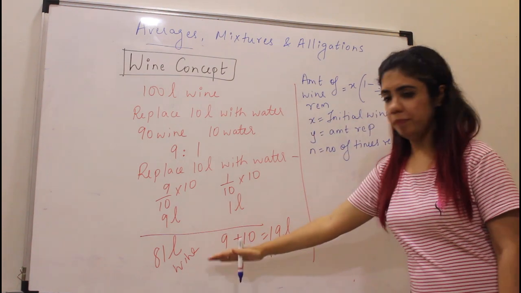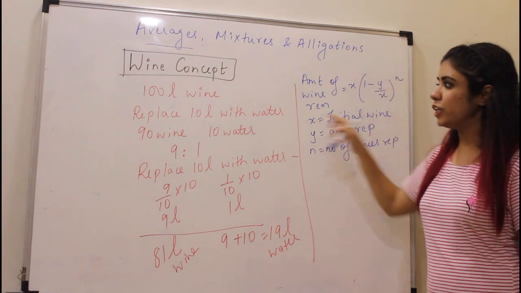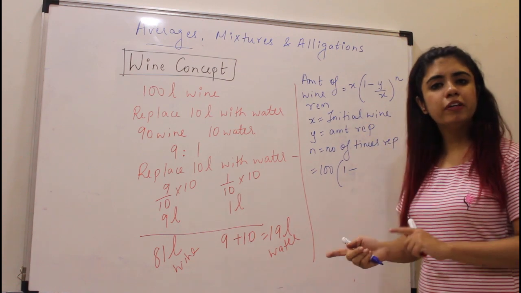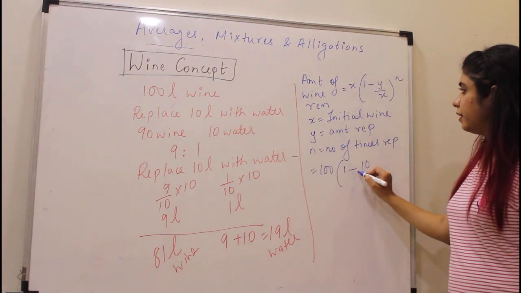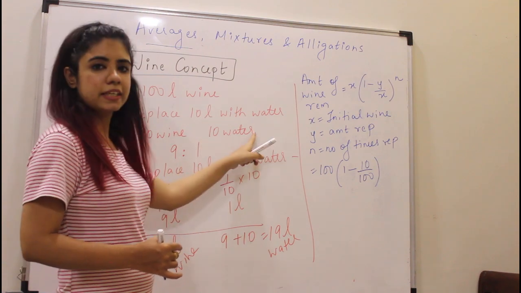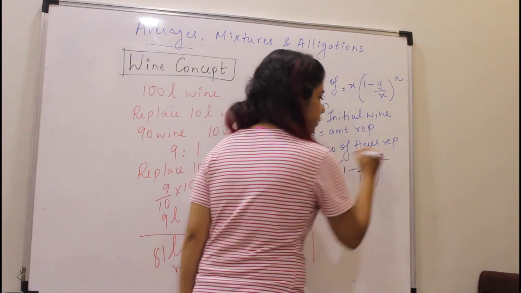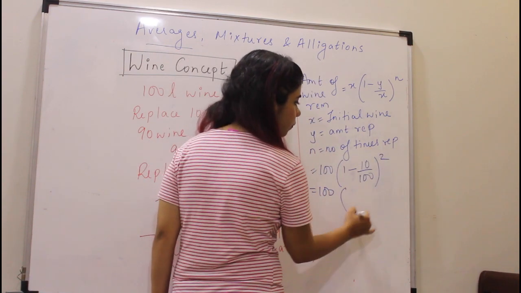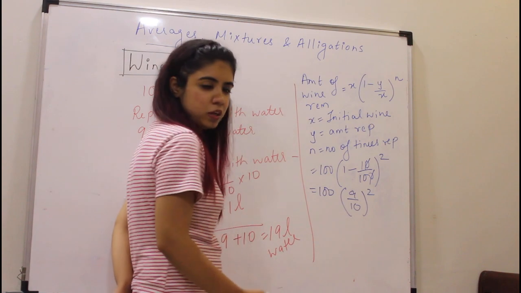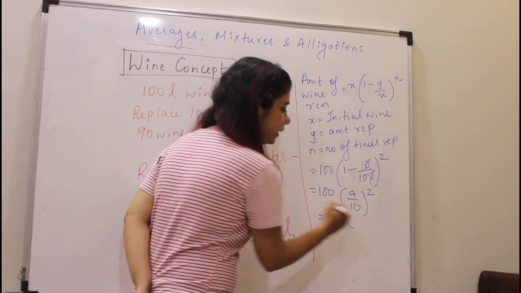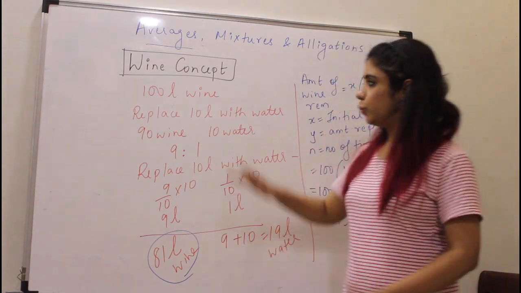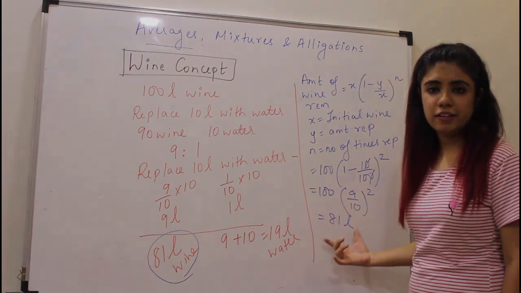So if we solve this problem by this method, x is the initial wine. The initial wine was 100 liters, so your x is 100. 1 minus y, the amount replaced. How much amount did we replace? 10 liters, so that will be 10, upon x, which is 100. How many times is it replaced? See, understand, here I replaced once, here I replaced once. So 2 times. So this will be 100 into (1 minus 10 by 100) the whole squared. 10 ones are 10, minus 1 is 9 upon 10, the whole square. When you simplify this, you will get 81 liters. This is the amount of wine remaining. Hence your answer here was 81 liters. So you can use the manual method or you can use this formula as well.